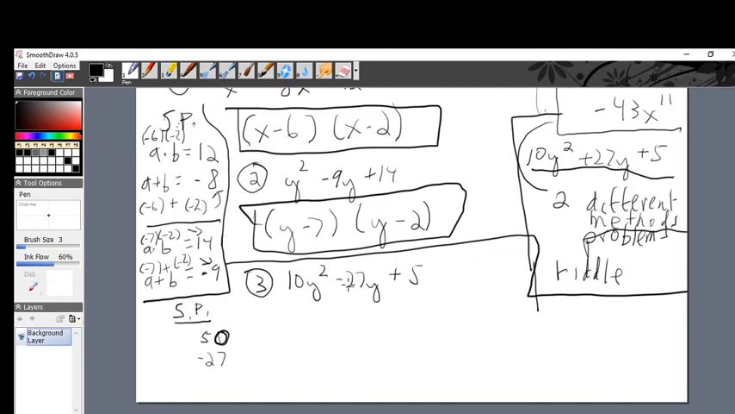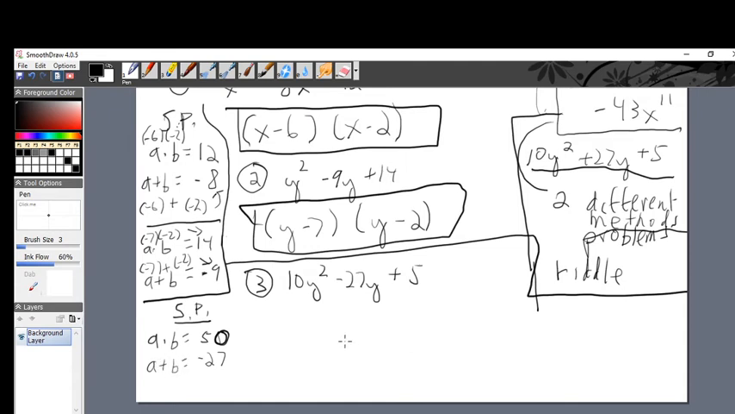And then you take the middle coefficient and put negative 27 underneath it. Okay. Now, solve the riddle. What are two numbers when you multiply them together, you get 50, and when you add them together, you get negative 27.